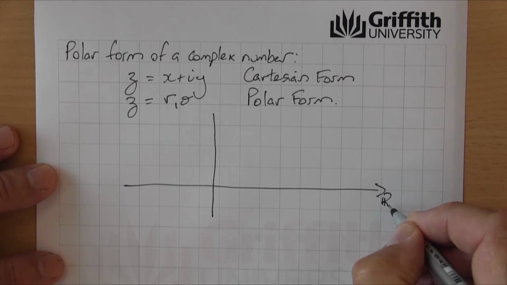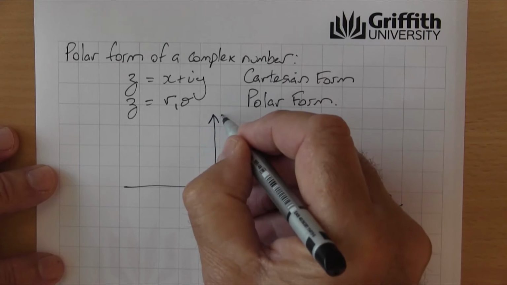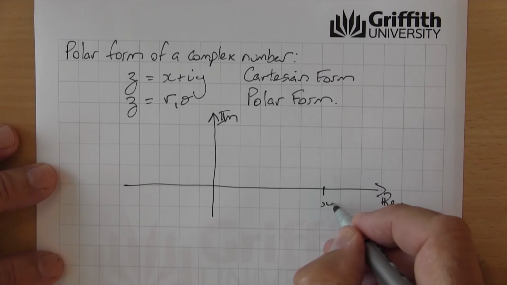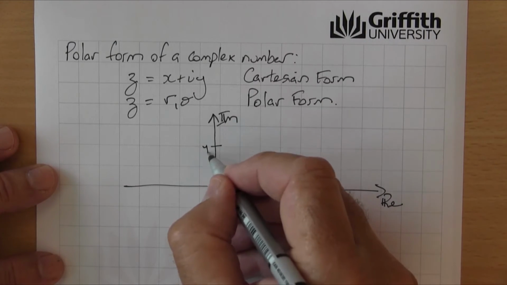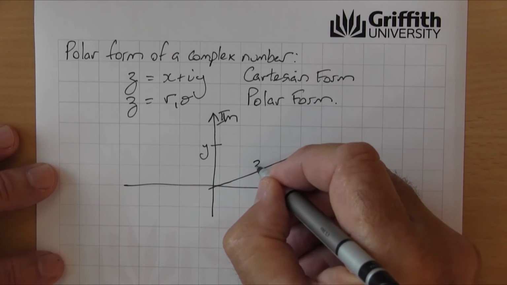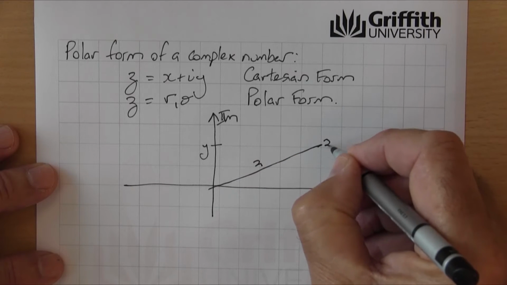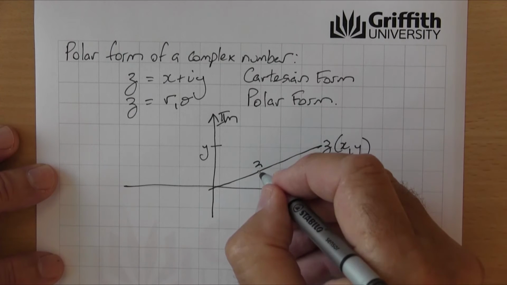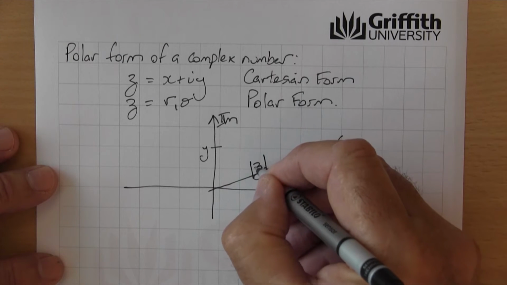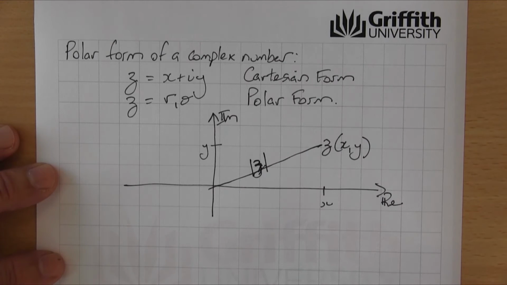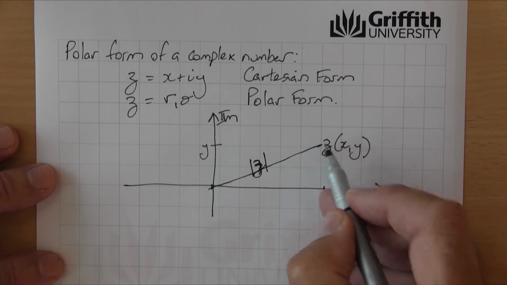So here's my real axis, my imaginary axis. It's x units out, it's y units up in the imaginary. So here's my z. And we know that this is equal to the mod of z from work we've done before. Okay, it's the length from the origin out to there.